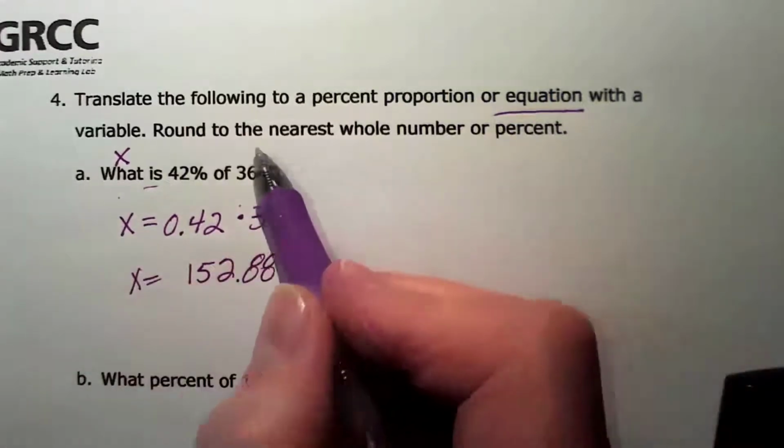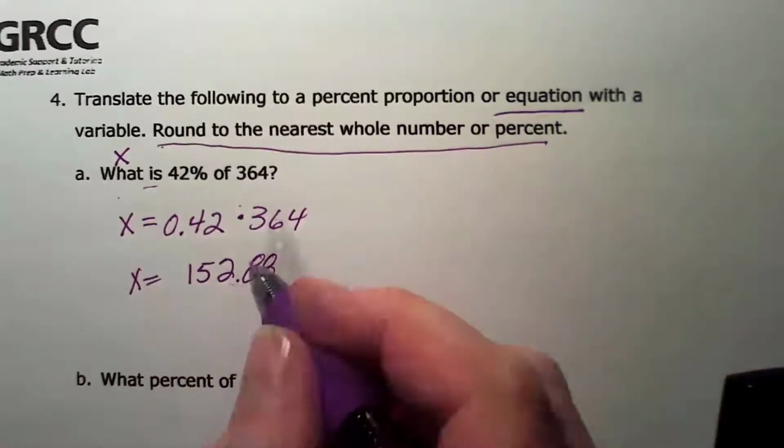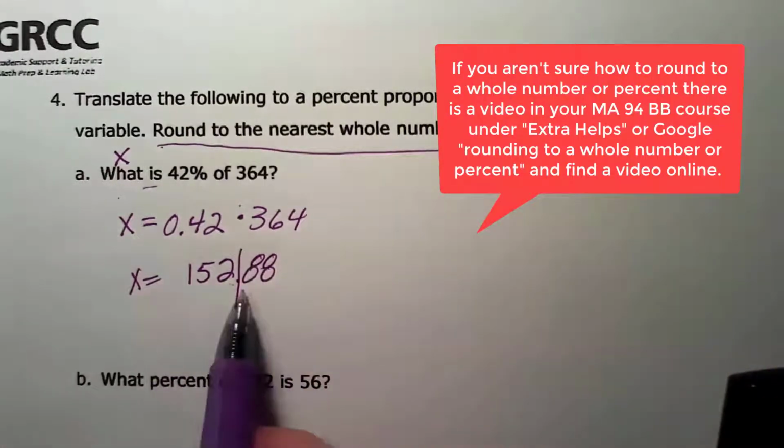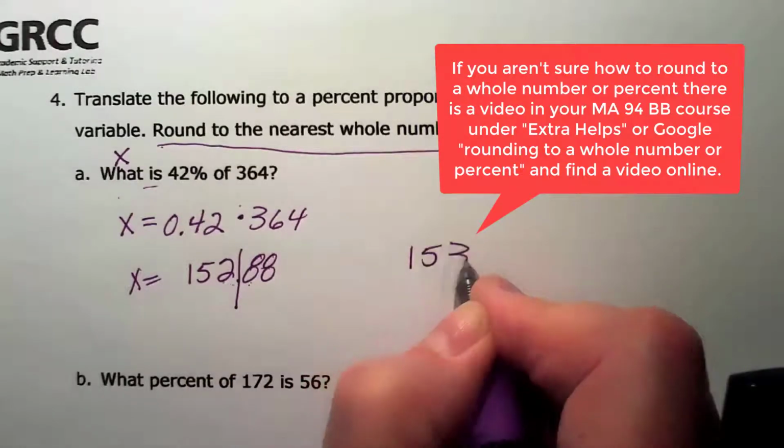Then I go back and see it says round to the nearest whole number percent. When you're rounding to a whole number, you're dropping the decimals off, but first you're going to round because 8 is higher than 5. This will round up to 153. So my answer is 153.